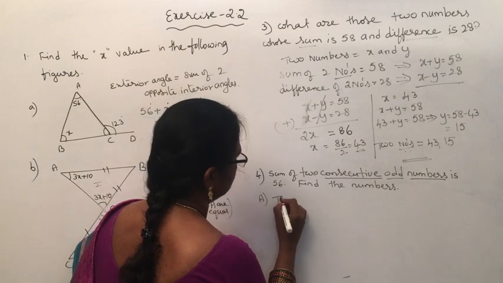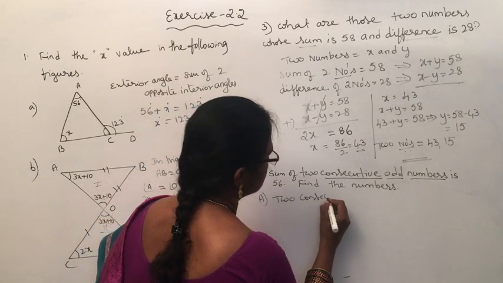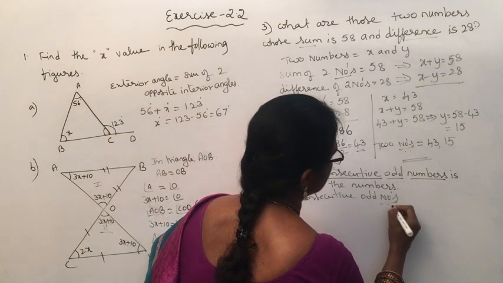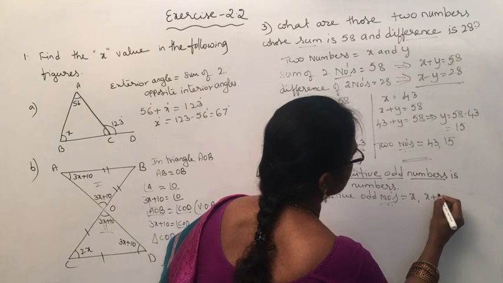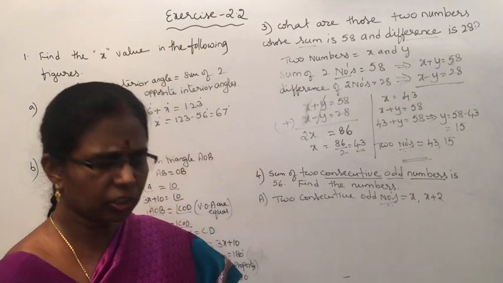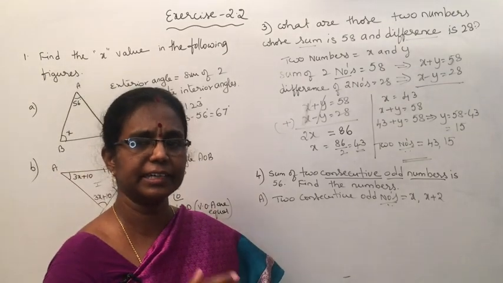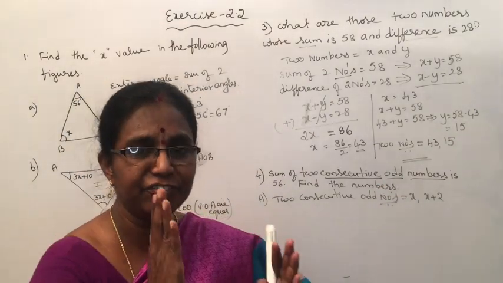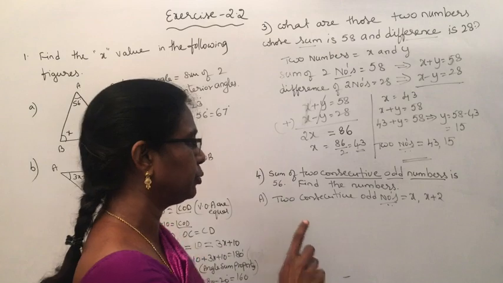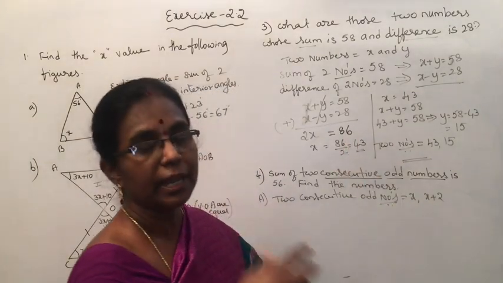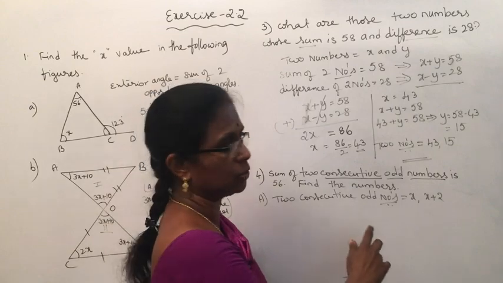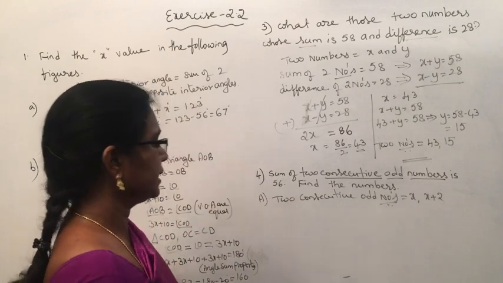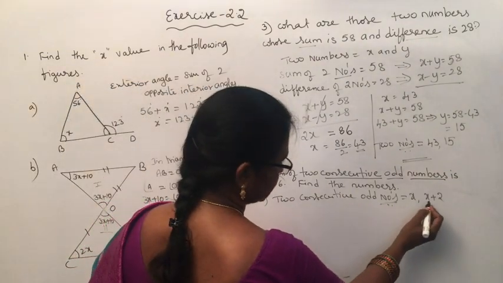Assume the first is x. Two consecutive odd numbers are x and x plus 2. Suppose if they ask for consecutive natural numbers, then you can write x plus 1, x plus 2, x plus 3. But here he is asking for odd numbers, which means the difference between two odd numbers is 2. Then we have to write x plus 2, x plus 4, x plus 6 like that. Even numbers are also like this only, x plus 2, x plus 4, x plus 6 like that.